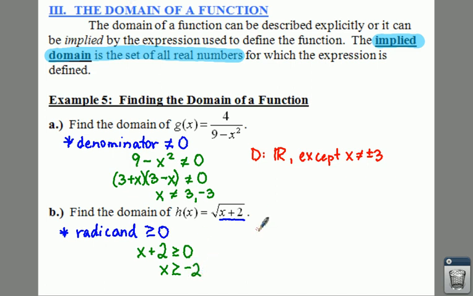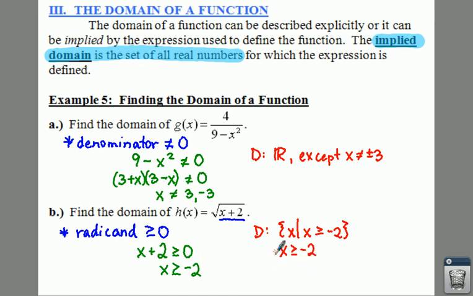So to write your domain, you might see it written something kind of squirrely like this, which is called set builder notation, where you have x. This means all x such that x is greater than or equal to negative 2. So I would accept that answer. You could just say, I really prefer this, x is greater than or equal to negative 2.